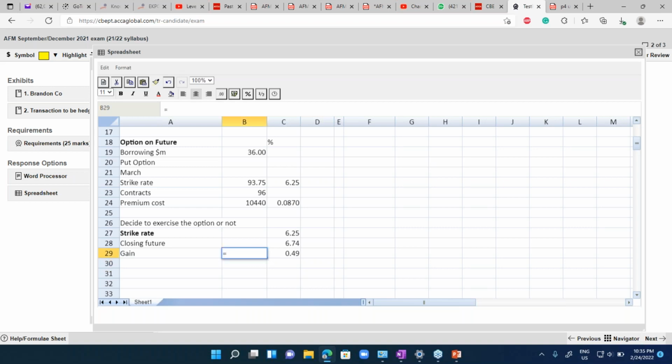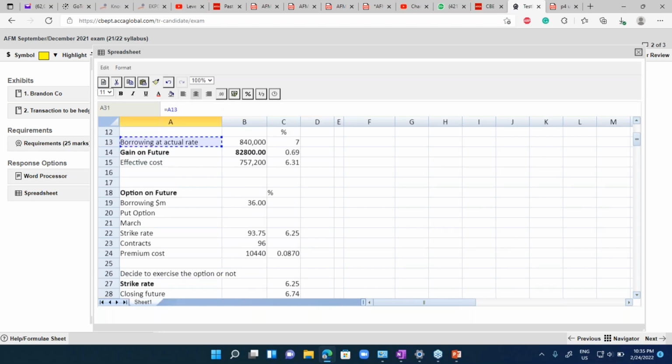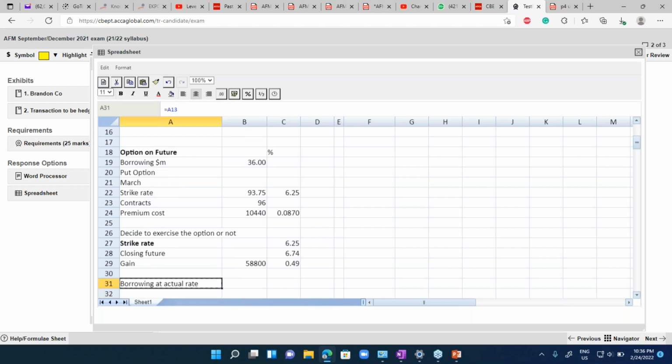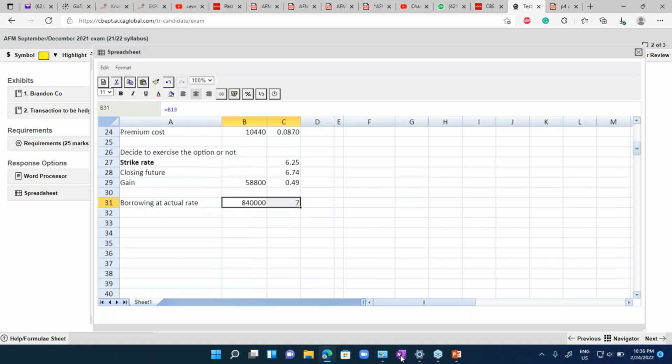That is number of contracts 96 into contract size 500,000 into 0.49% into 3 by 12. Don't forget to multiply with 3 by 12. Last time, borrow from market, copy from above, borrow from market, because borrow at actual rates will be same both in future and option.